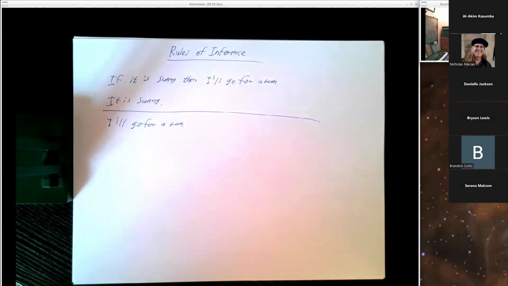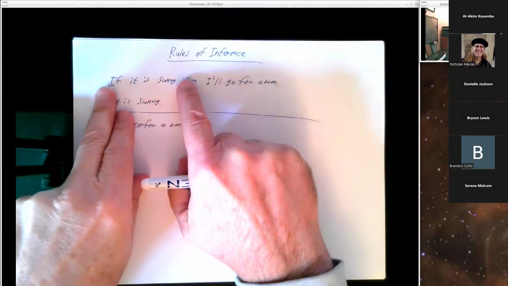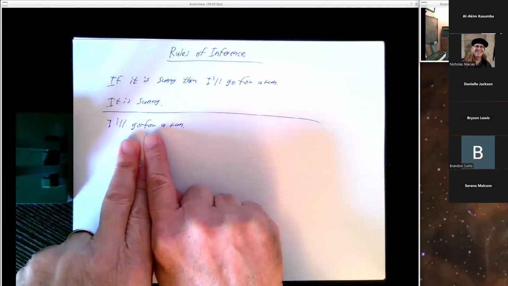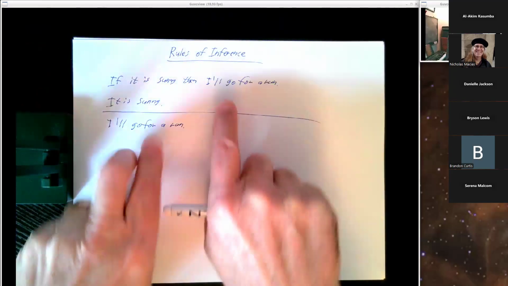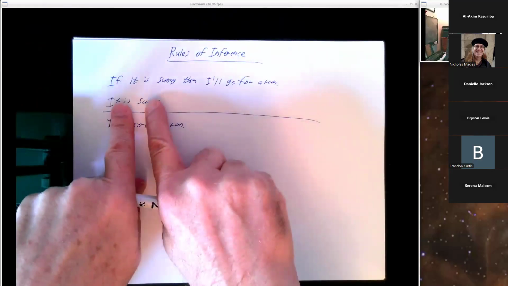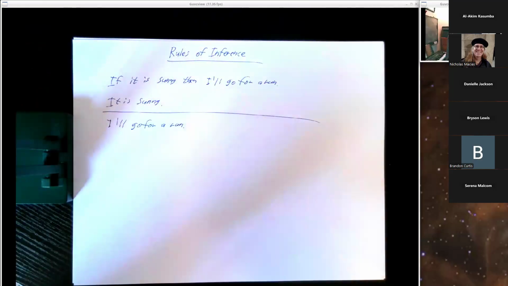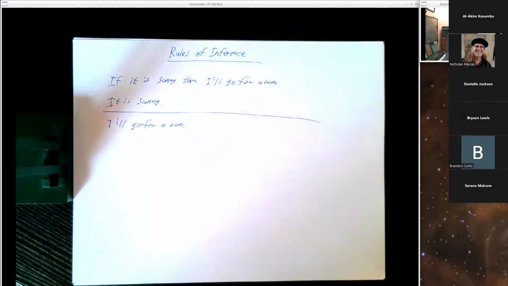Does everybody see the difference between those? The difference between proving that this and this implies that versus trying to actually prove this or prove this or prove that by itself. It's a subtle but important distinction.